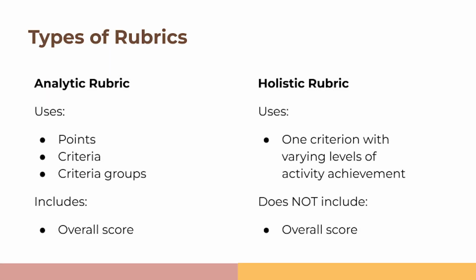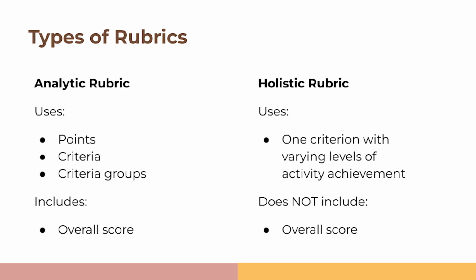The first decision you will need to make is to choose what type of rubric you are going to use, analytic or holistic. Analytic rubrics allow instructors to score learners using points on multiple criteria. It is the default rubric type for newly created rubrics. Holistic rubrics measure students' general grasp of a concept, marking their overall progress towards achieving assessment parameters. Holistic rubrics provide one criterion consisting of varying levels of activity achievement.